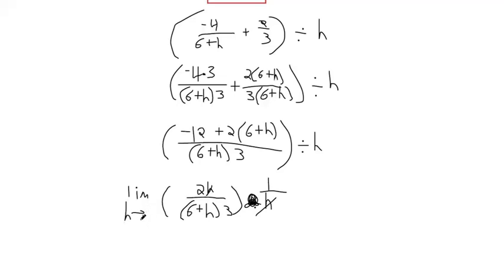Because there's no divide by 0 problem. You can plug in 0 into the bottom. 6 plus 0 makes 6. 6 times 3 is 18, and 2 over 18, that's 1/9. So that's the slope of the tangent line.